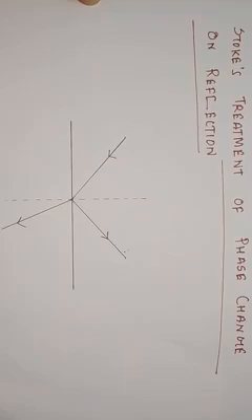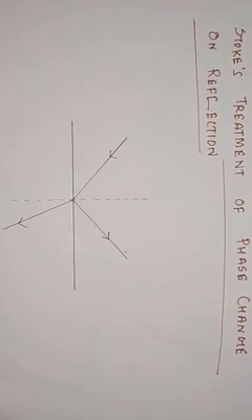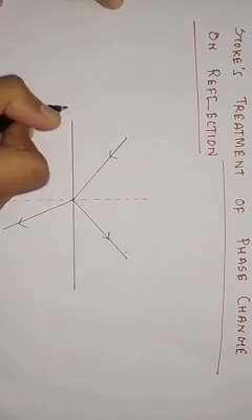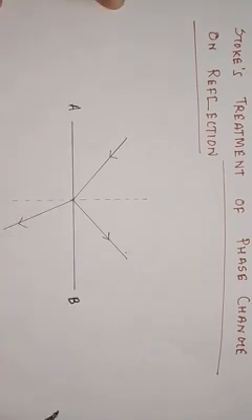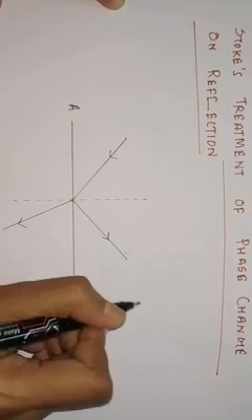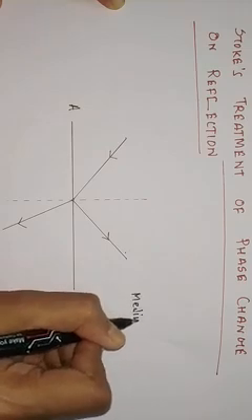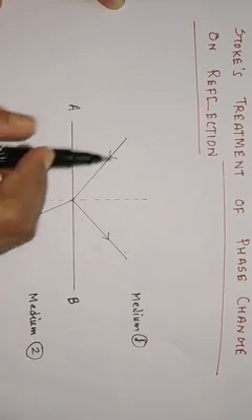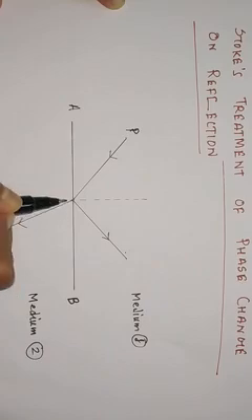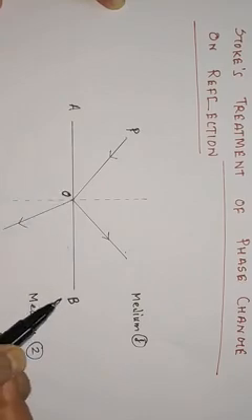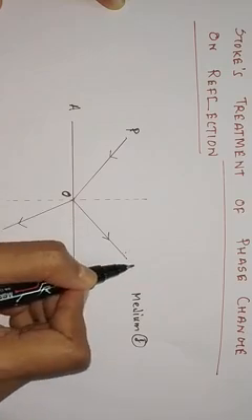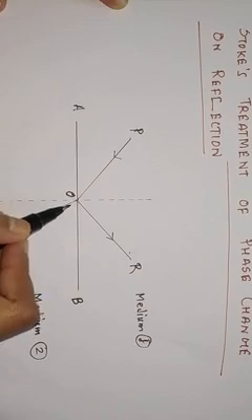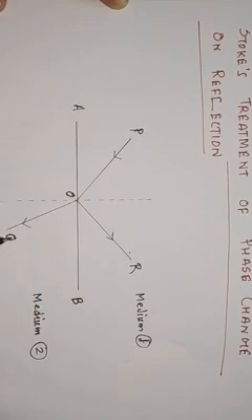So next we'll discuss Stokes' statement of phase change on reflection. Suppose here we have a surface AB, which is separating two media. This is medium 1 and this is medium 2. A ray is incident on the surface AB along PO. Then it is reflected along OR and transmitted, or refracted, along OQ.